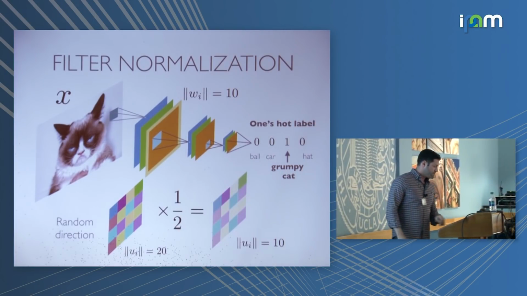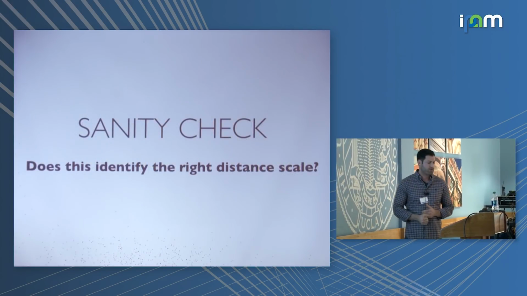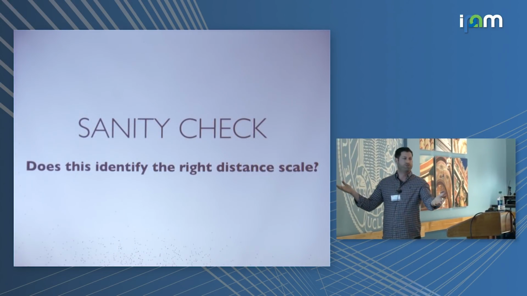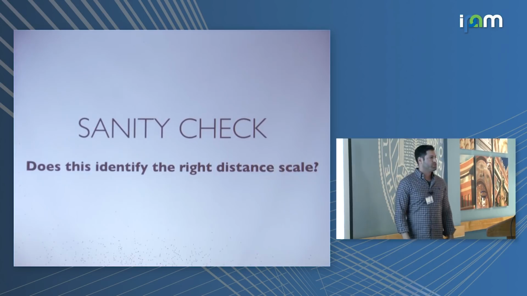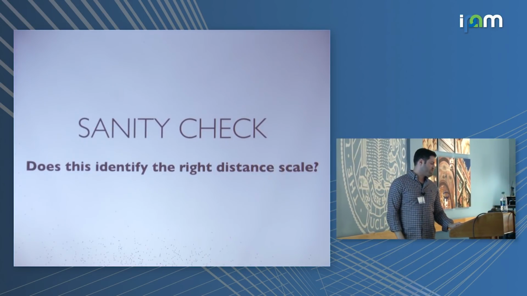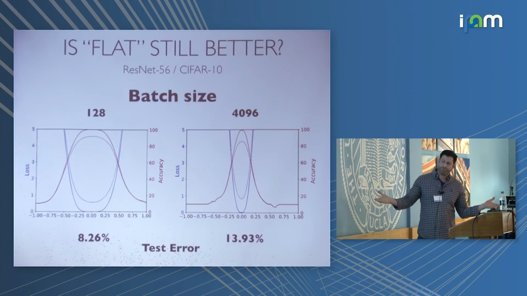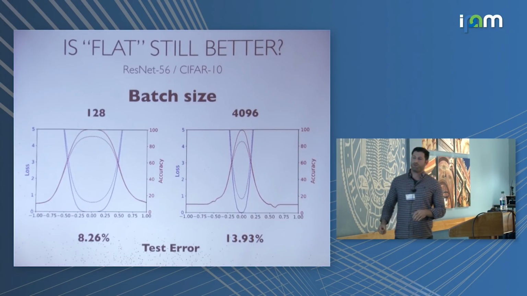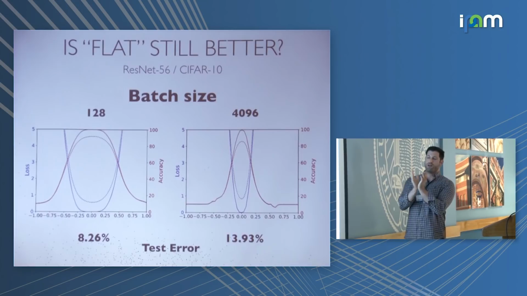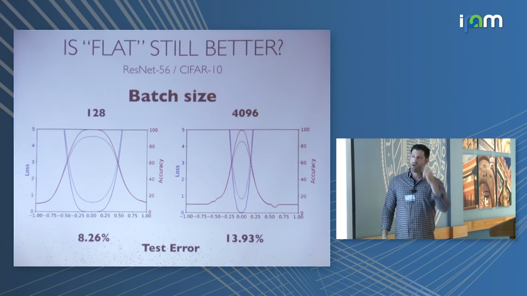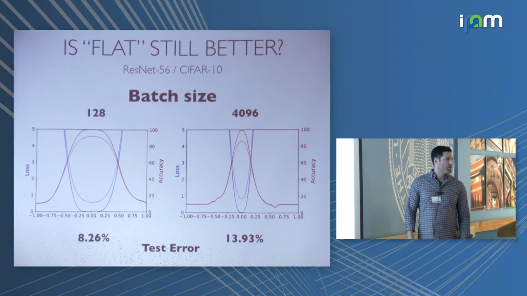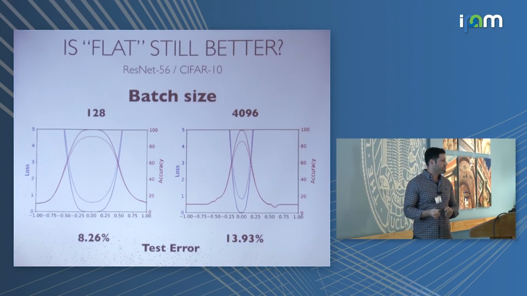Okay? So as a sanity check, does this actually identify the correct distance scale for these problems? Is this a reasonable way, with these random directions and filter normalization, to plot these loss functions? And we find that with filter normalization, we actually get curvatures, sharpness versus flatness measures, at least visually, that correlate really well with the differences in generalization that you predict in theory.